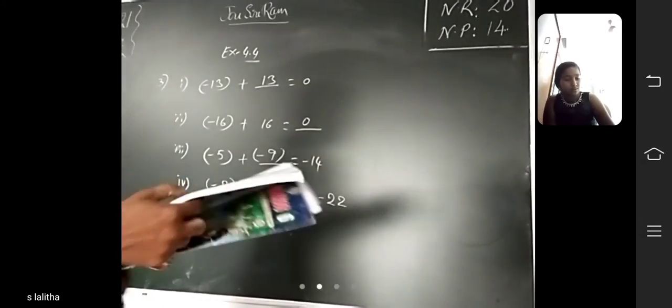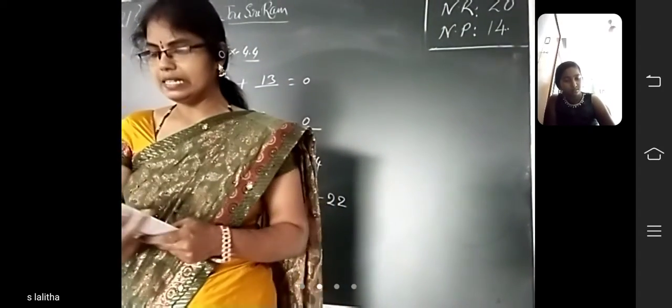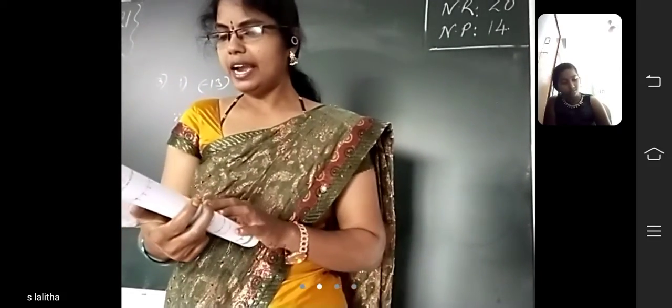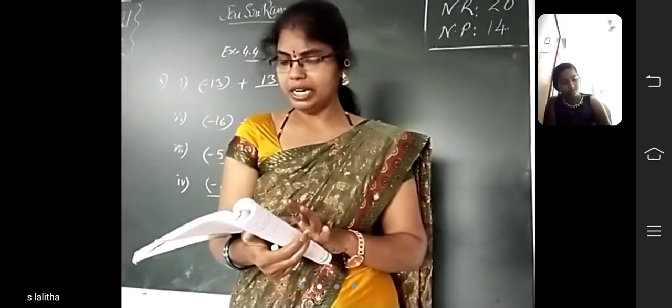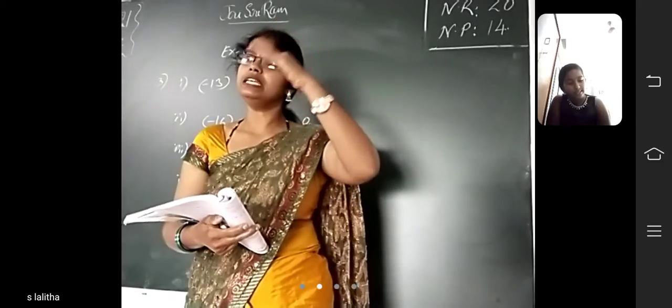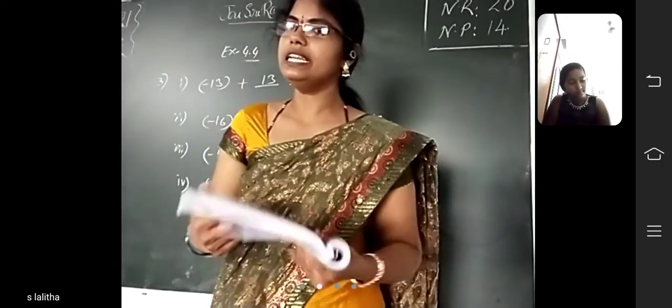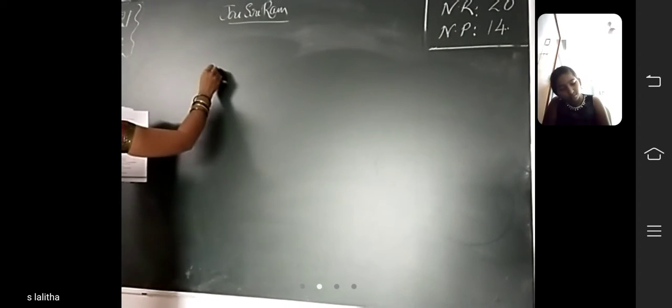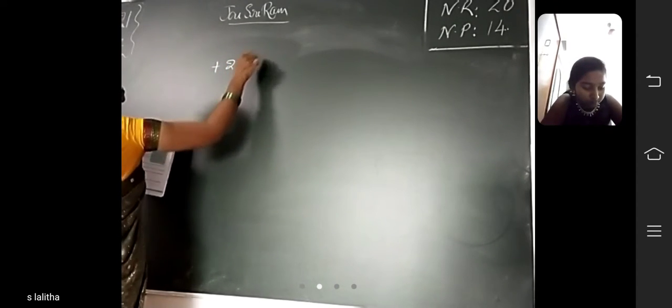Now see the unit exercise, all of you. Write the integers for the following situations. A kite is flying at a height of 225 meters in the sky. At a height means it is above. That means what should you write? Plus 225. In the bracket you should write plus 225.